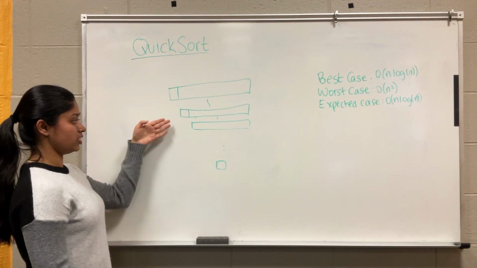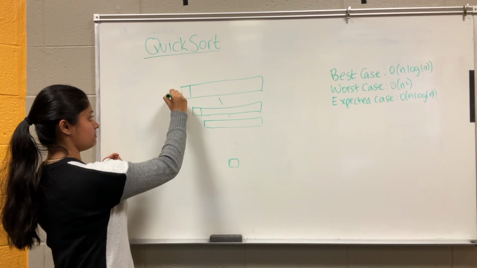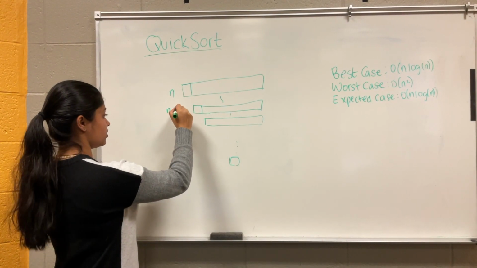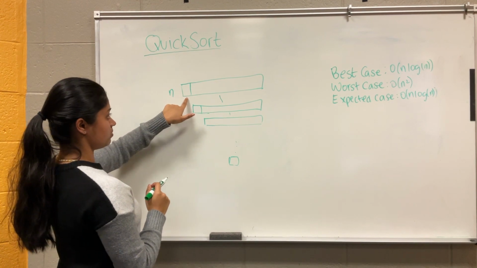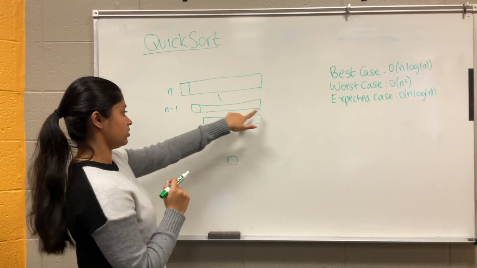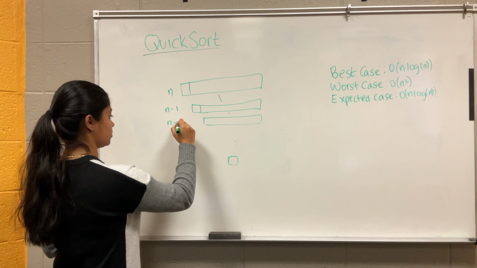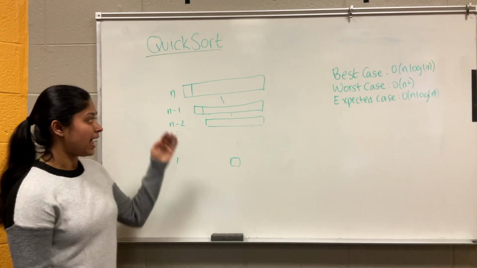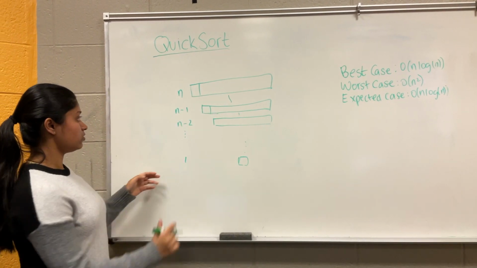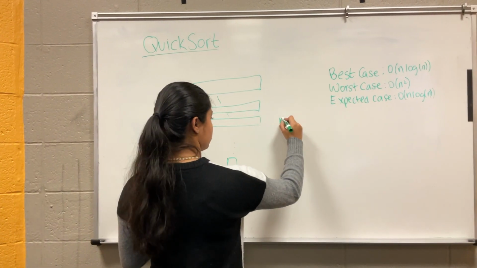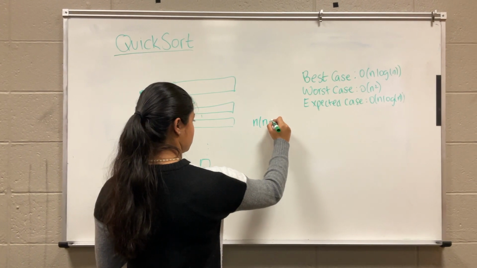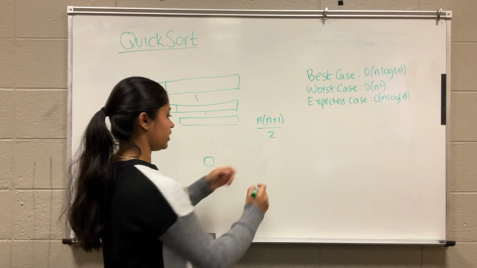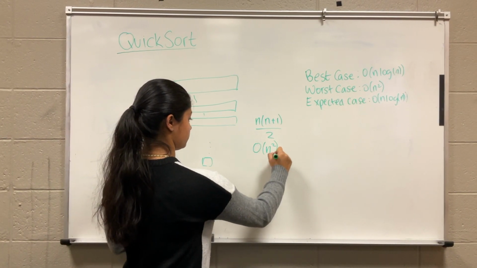So now the work done at each of these levels: the first one would be n, because it would look through all of the elements in the array. This would be n minus 1, because it only gets rid of the pivot. It still looks through every other element in the array, and then the next would be n minus 2, all the way until we have 1. So now if we add up all these values at each level, we get n times (n plus 1) over 2. And then when we take the big O of that, it ends up being O(n squared).